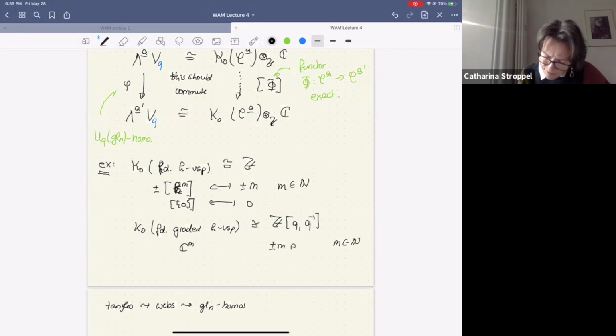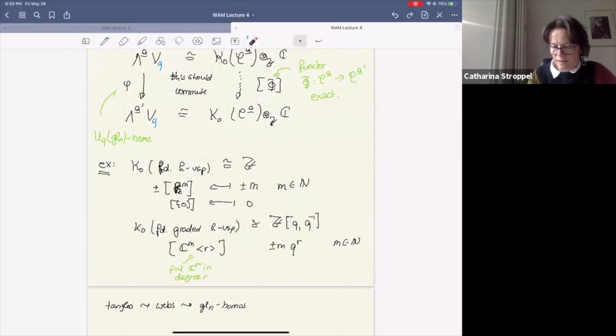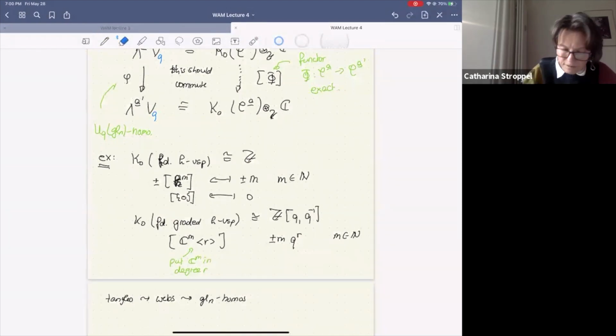Now if I multiply this with q to the r, then I just sneak in this r here, and this means I put C to the m in degree r. Or, more precisely, multiplication with q to the r on the other side corresponds to a shift of the grading in this category of finite dimensional graded vector spaces. So I shift up the grading by r. And I claim this gives an isomorphism of Z modules.